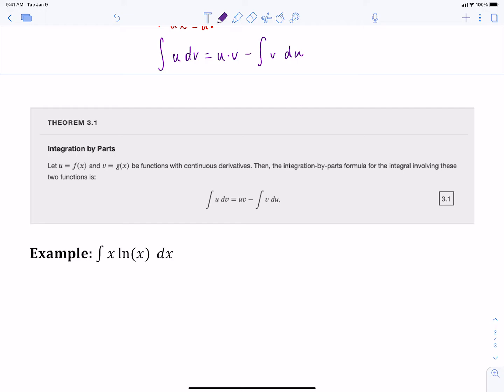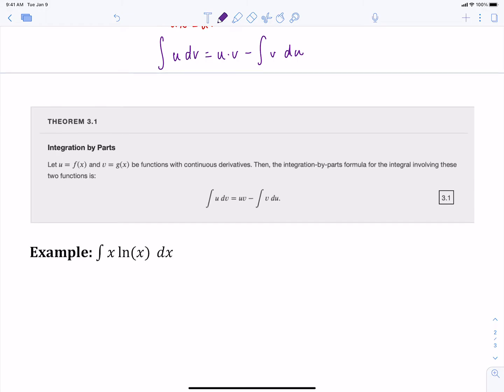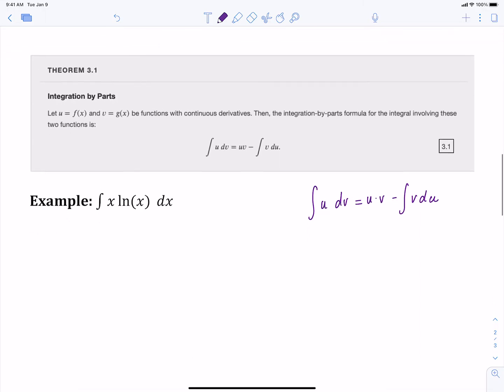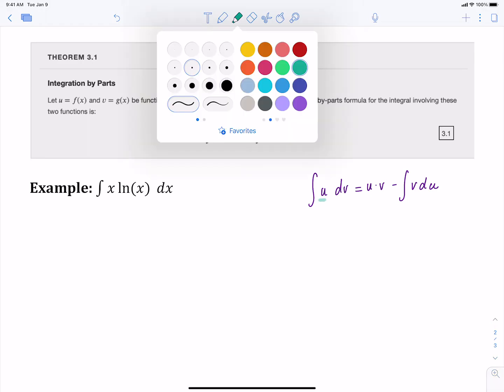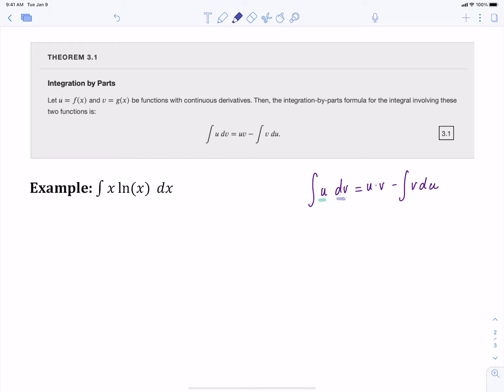So we've got our theorem from our textbook, and I'm going to rewrite this down here so that we have it in multiple places, because we're going to refer back to it over and over again, and we need to start getting our memorization of this done. So basically what we need to figure out when we're looking at an integral like we've got here is what part is going to be the u and what part is going to be the dv. We've got in our integral x times natural log of x dx.